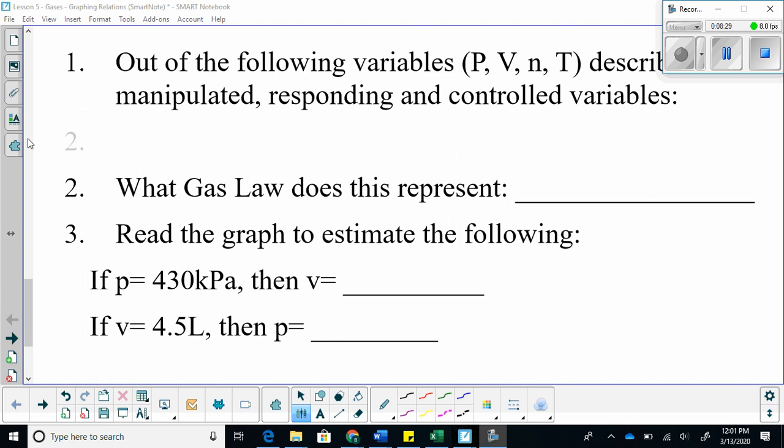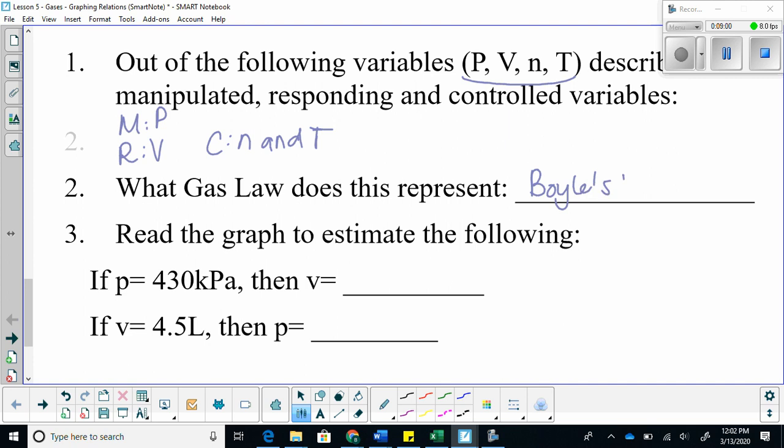Let's talk about our responding, manipulated, and controlled variables. As mentioned to you, we have the following 4 variables that we will be using in this unit. Which one did we say was our manipulated? Pressure. Which one is responding? Volume. What is controlled? Moles and temperature. Good. What gas law does this represent? Boyle's law.